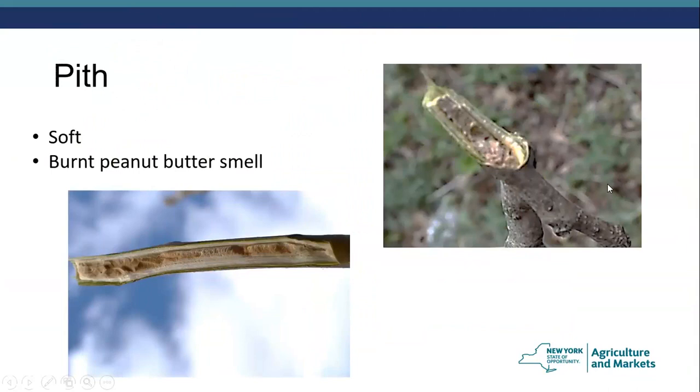The soft pith is another dead giveaway that the tree you're looking at is Tree of Heaven. This is especially helpful in winter when there's no leaves on the trees, but you can use it during the summertime too. And during the warmer months, the pith will have a smell that is reminiscent of burnt peanut butter, but that smell's not always detectable when it's colder outside. So you could cut or break open a twig or a small branch to reveal this soft pith, and that's a very unique characteristic of Tree of Heaven.